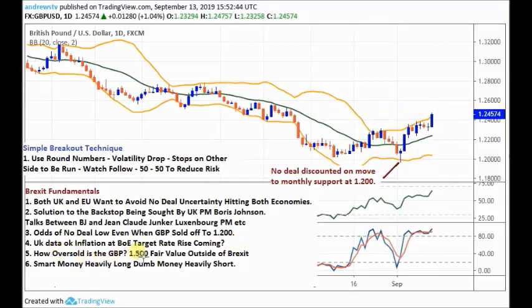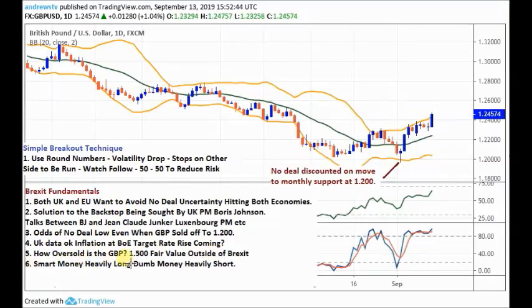Now, UK data is okay. Inflation at the BOE target's above it. Rate rise coming? I think so. UK needs a rate rise. It's the only central bank that needs to raise rates. It's very important. Other central banks are on hold or are cutting. That's heavily bullish behind the charts as well.